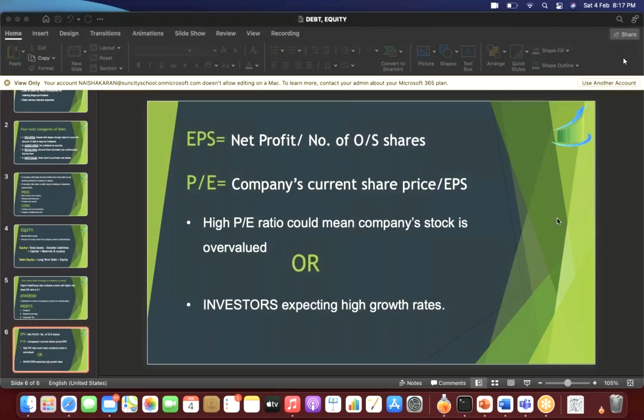Now, one more way price earning ratio can be overvalued. How? If the investors, that is the shareholders, are expecting high growth rates.